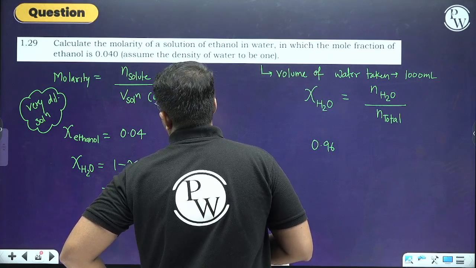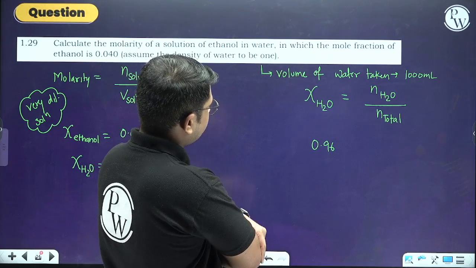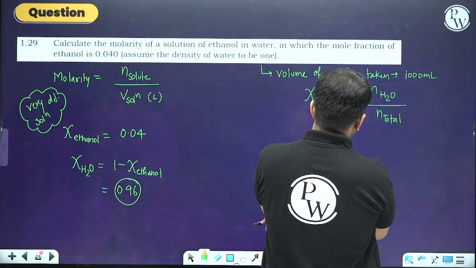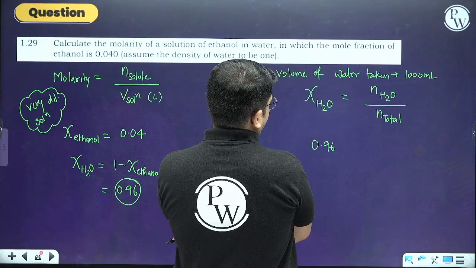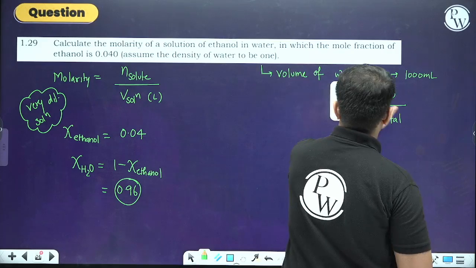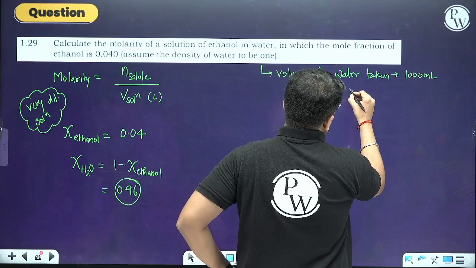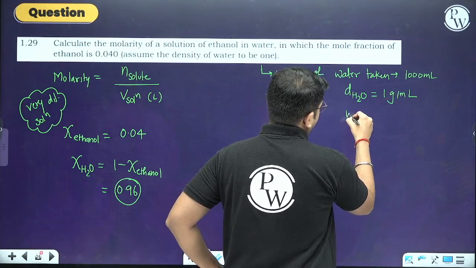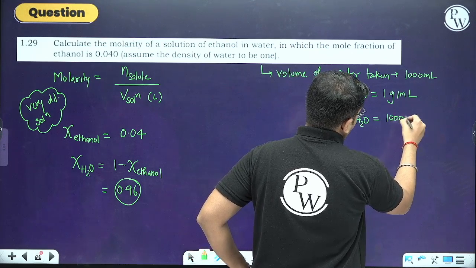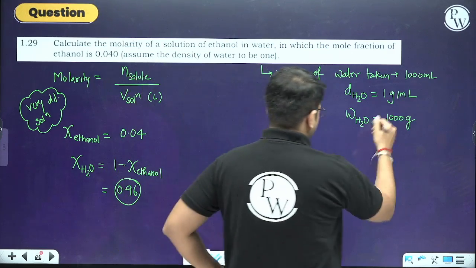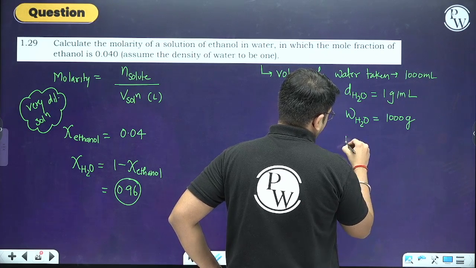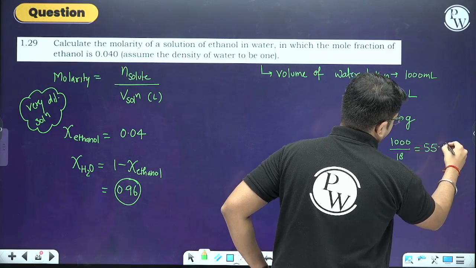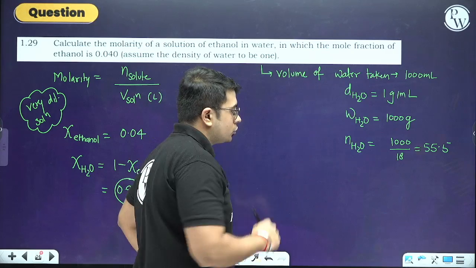If I am taking 1000 ml of water, the density of water is 1 gram per ml. It means the weight of H2O will be 1000 grams. If it is 1000 grams, the number of moles of water for this solution will be 1000 divided by 18, which is 55.555 basically. So this is the number of moles of H2O.